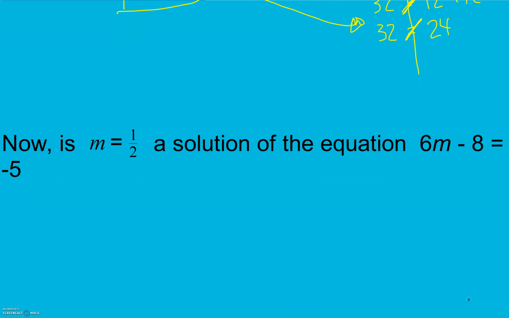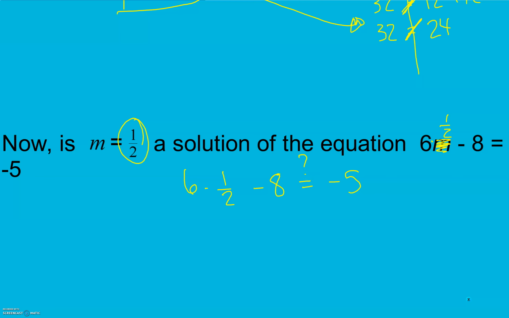Now, for you to pause here and give this a try if you'd like, we want to know, is m equals 1/2 a solution of our equation? Well, instead of having an open statement here, I'm going to check and see if this is true or false. So instead of an m, I'm going to plug in a half. Keep in mind, 6m means we're multiplying. So 6 times a half minus 8 equals -5. And we're checking to see, is this right?